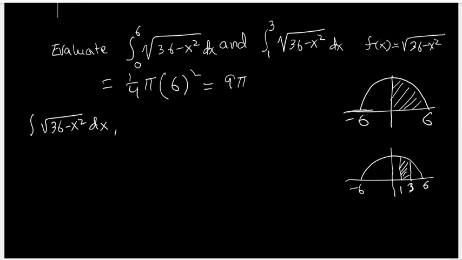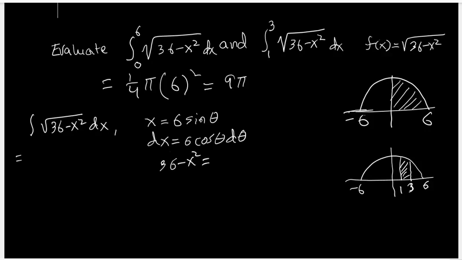We understand that trig substitution will be good. You can say x equals 6 sine theta. Then dx will be 6 cosine theta d theta. Now apply all these known facts. 36 minus x squared, let's evaluate that. 36 minus, when you square x, you get 36 sine squared theta.